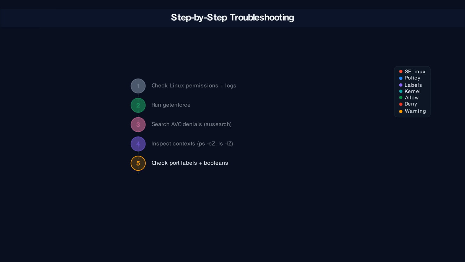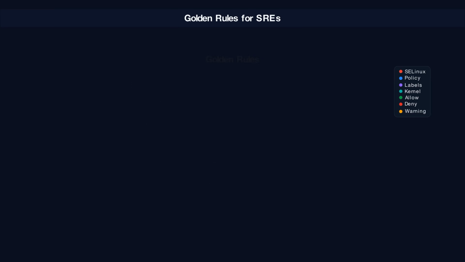Step 5. Check port labels and Booleans. Verify the service port is mapped correctly. Verify relevant Booleans are set. Step 6. Apply permanent fixes. Use semanage fcontext plus restorecon for file labels. Use semanage port for port labels. Use setsebool with the persistent flag for Booleans.